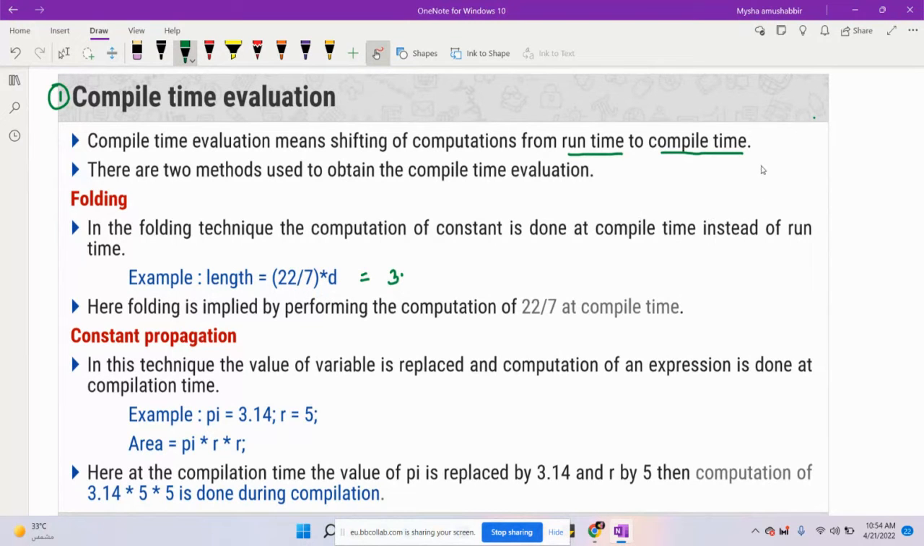3.142. 22 divide by 7 is 3.142, so the expression becomes 3.142 multiply d. That means when you compile, this computation is done at compile time. This is called constant folding.